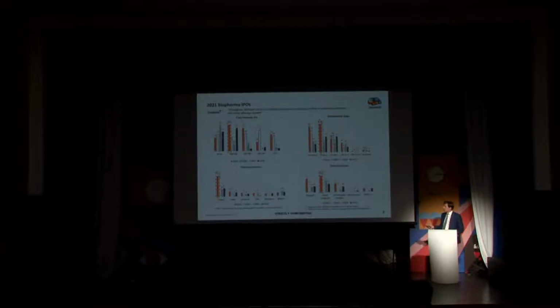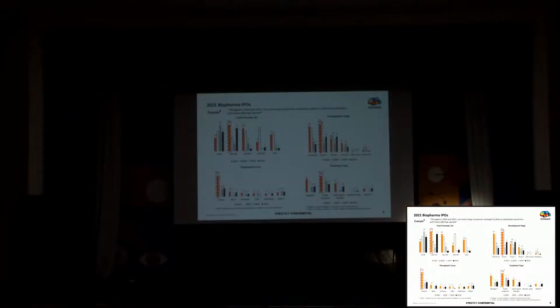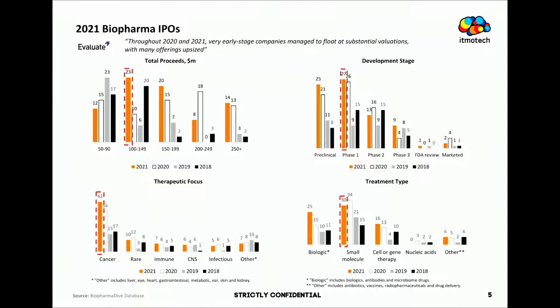And of course, in terms of therapeutic areas, you will hear a lot today that cancer always dominates the market, and you see this from the chart. And then small molecules, which are normally the most straightforward technologies, still have the largest number of companies going public, along with straightforward biologics. But you see that the number of cell and gene therapies, which we'll be talking about today, is also growing.